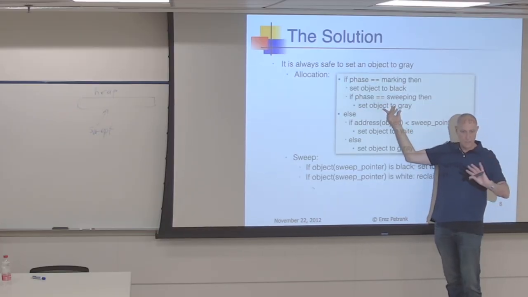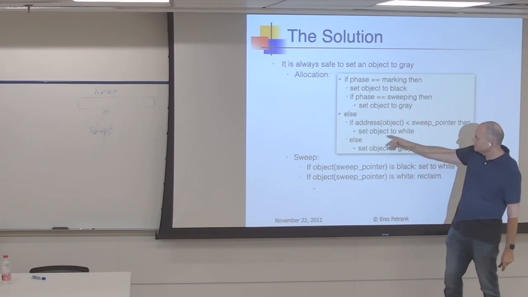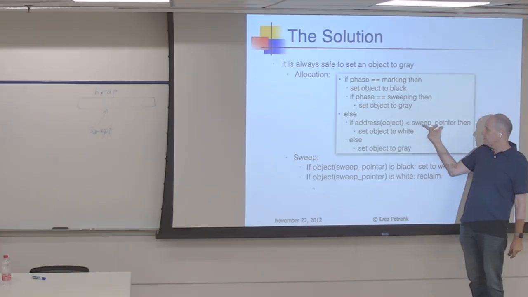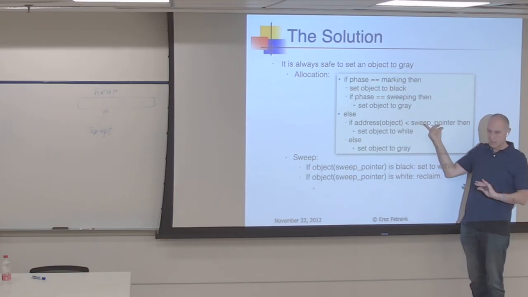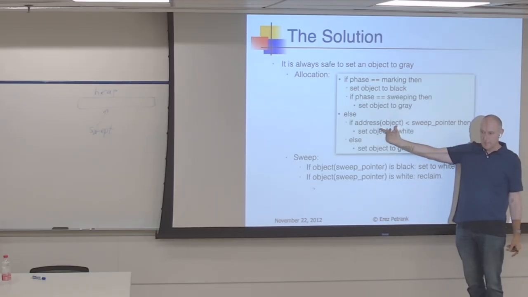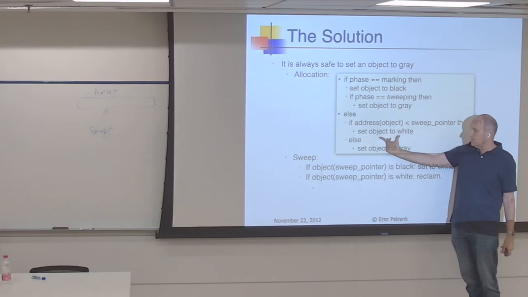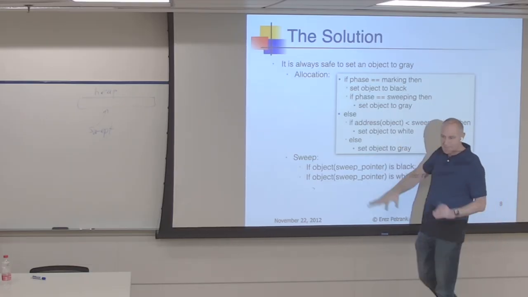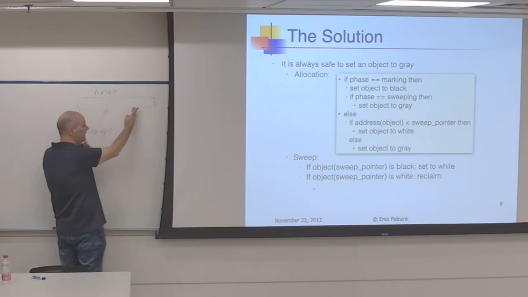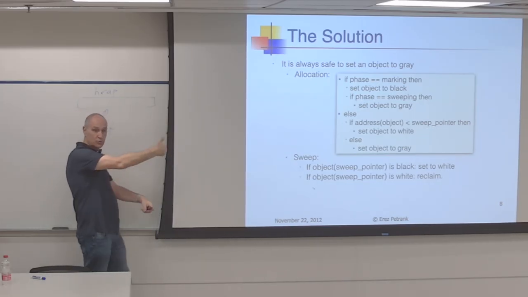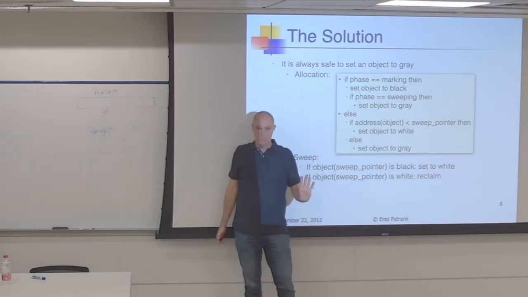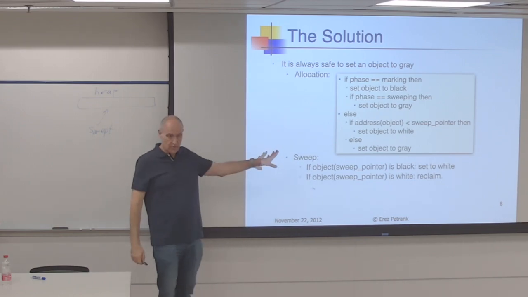Gray is always safe. And as for the sweep pointer, we check the address. If the address is smaller than the sweep pointer, then this is not going to change. The sweep pointer just becomes larger and larger. So it will always be higher than the address of the object, and then we can make it white. Otherwise, we're in a race, we don't know. We are here, and the sweep pointer may or may not pass us as we do this color selection, and we just make it gray. This is what DLG suggested, and this is correct.